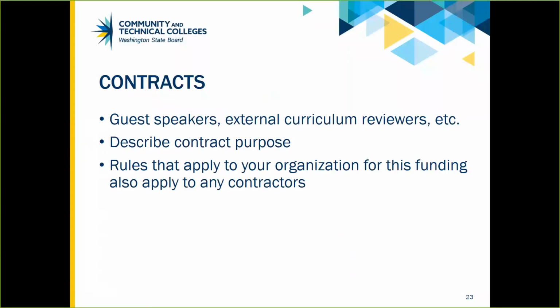Contracts is the next budget category. This is where you're going to budget any true contracts your organization has. This might be something like a guest speaker, or you might have a contractor to do some curriculum development for you. Give us a brief description of what the contract is for. And don't forget that any rules that apply to your organization under this grant also have to be passed along to the contractor. For example, you're required to follow state rules and rates for travel. So if you contract with someone and you're going to reimburse their travel expenses, you have to make sure that they're also going to follow state rules and state rates for that travel.